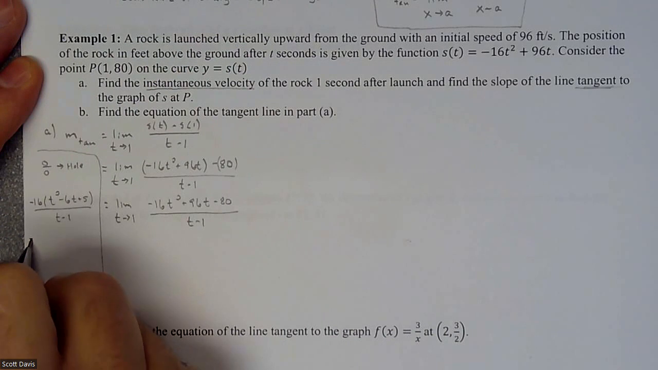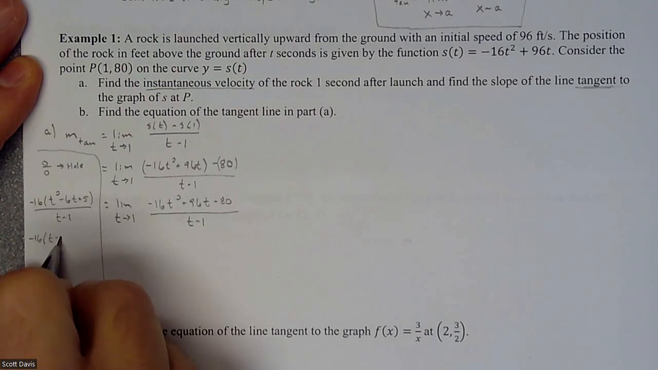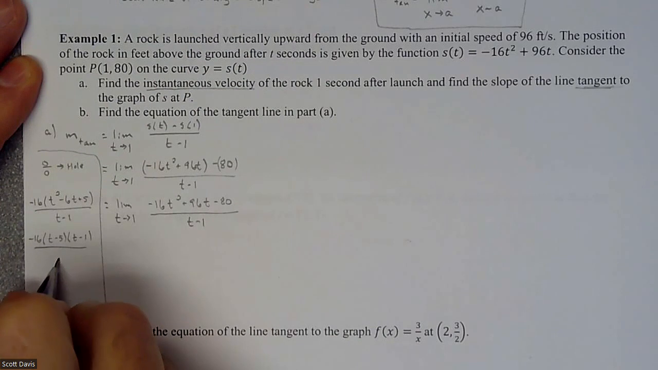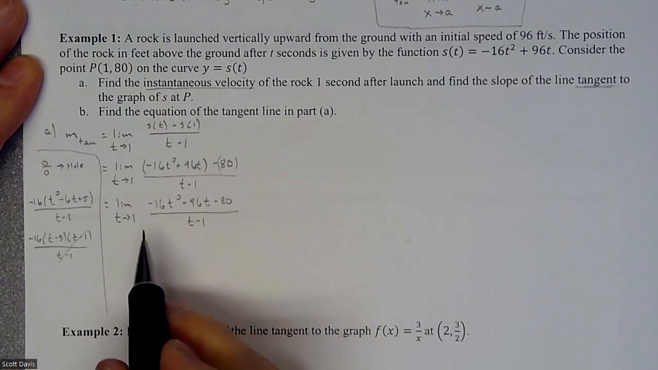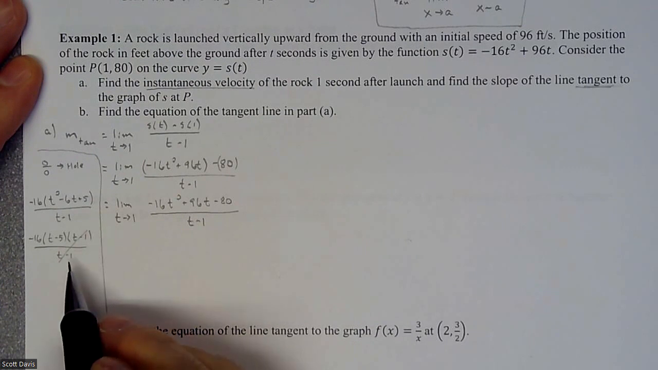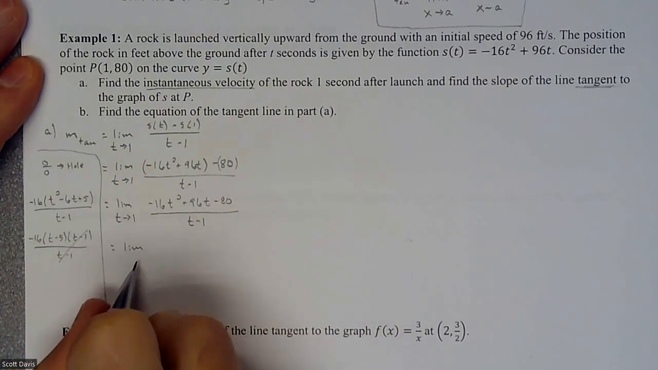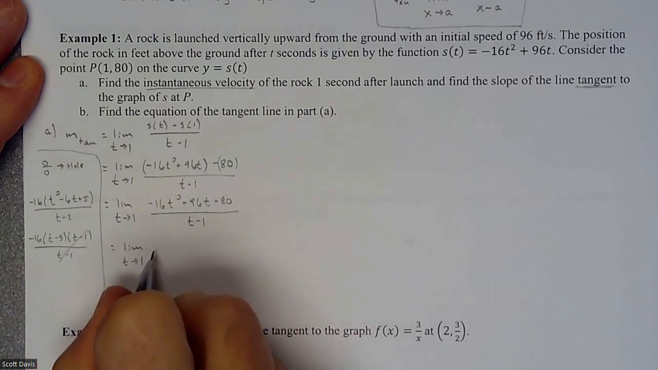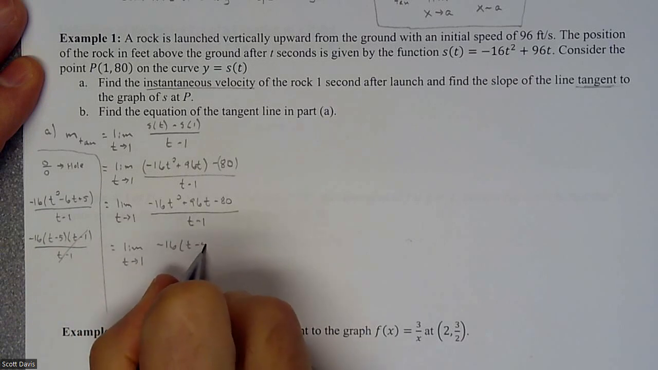This is factorable, so say negative 16. We have things that multiply to 5 and add to negative 6, so t minus 5, t minus 1, over t minus 1. All right, there's the problem. If we plug 1 in, there's our 0 over 0. So now we're really doing the limit as t approaches 1. So we remove the hole, and we're really doing negative 16 times t minus 5.